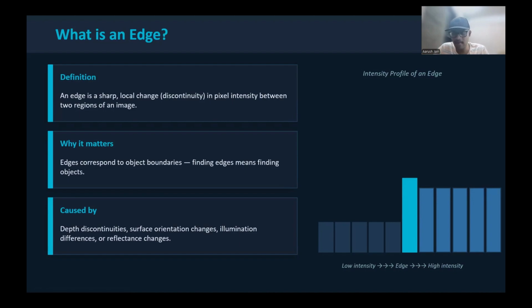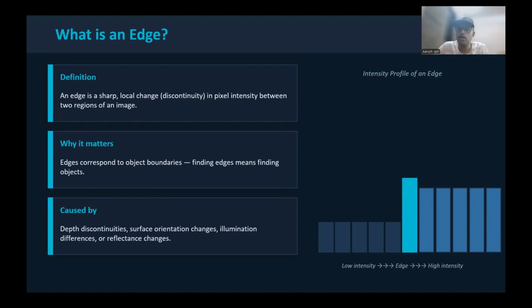So now the question comes, why does it matter? Because in images, edges correspond to object boundaries. So finding edges is essentially finding where objects are. That's why edge detection is very central to segmentation. Now let's see the causes. Edges arise from depth discontinuities, where one object is in front of another, surface orientation changes, differences in illumination, differences in surface reflection, etc.